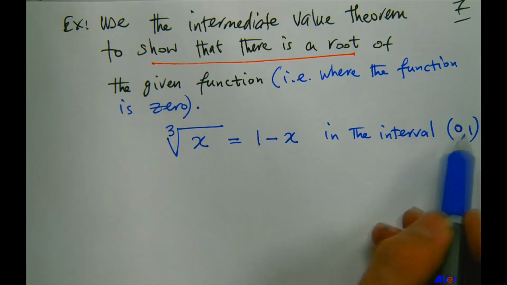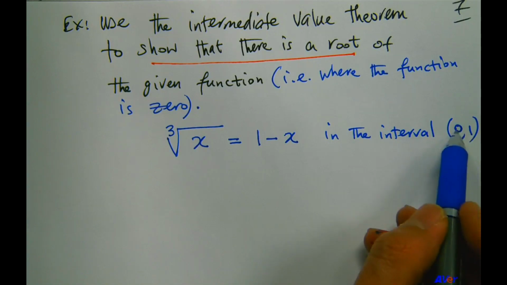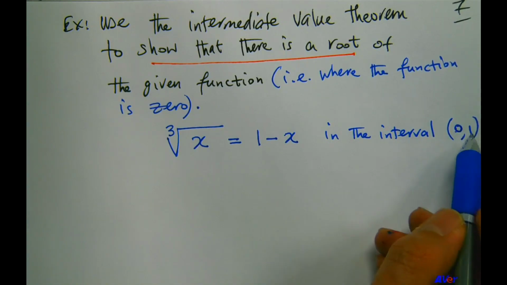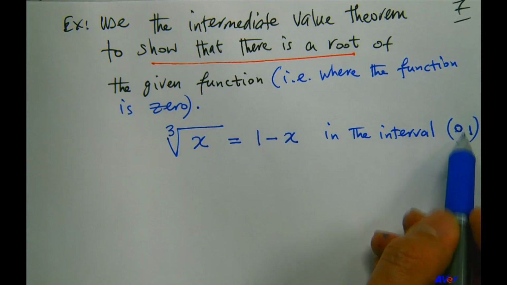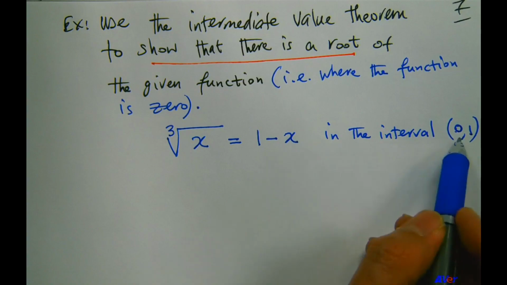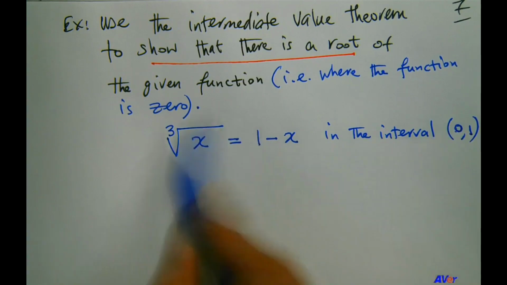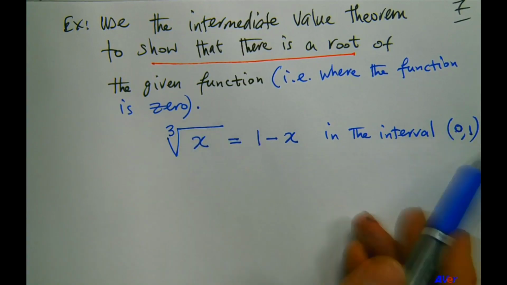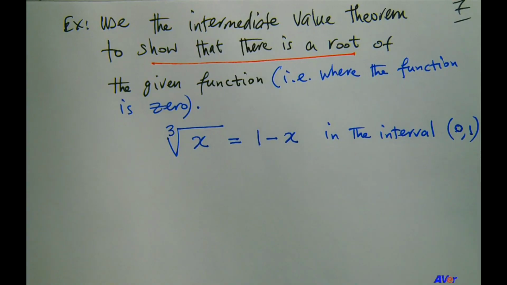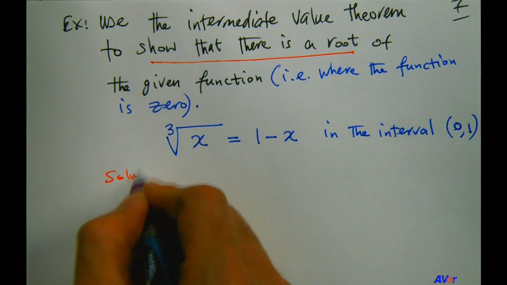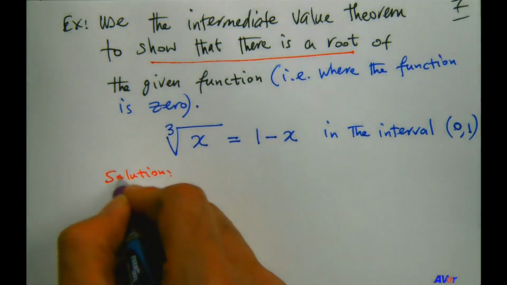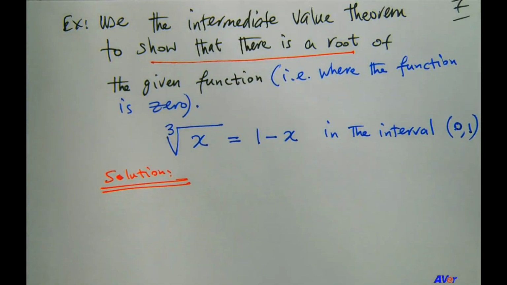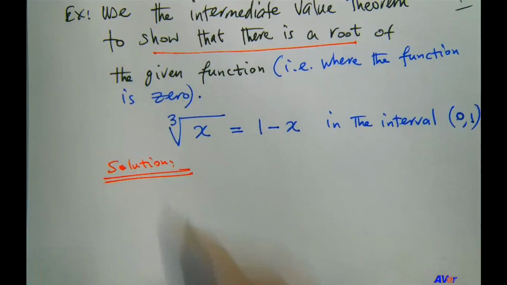In other words, at some point between 0 and 1, the function value at x equals 0 and x equals 1, we must have some x value at which this function is equal to 0. Okay, so let's do that. So first of all, here's the function.